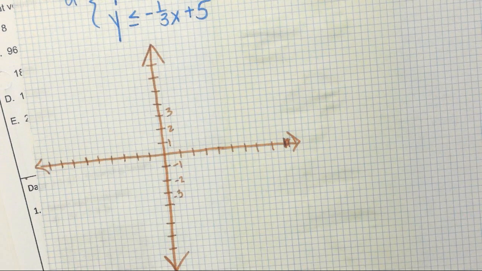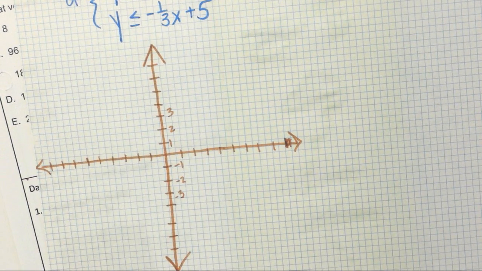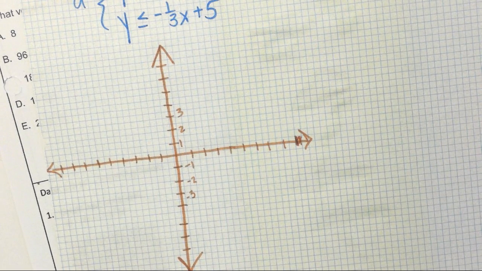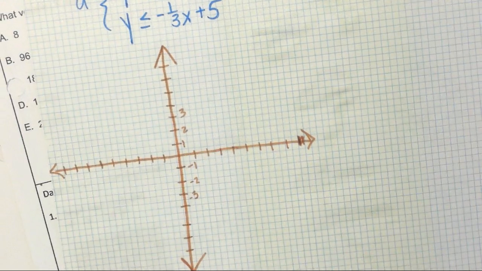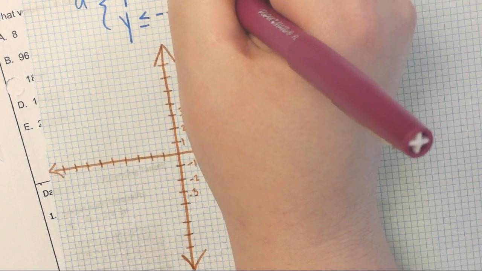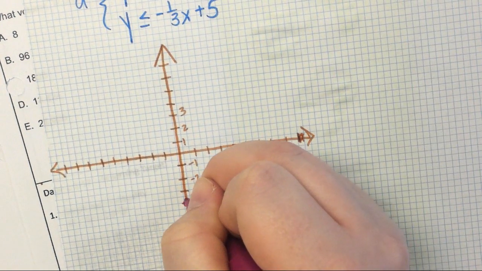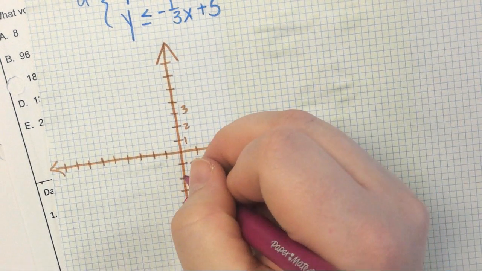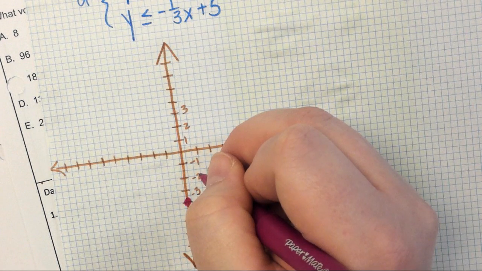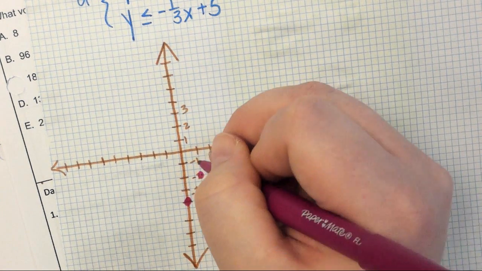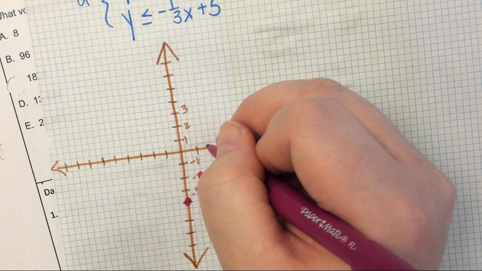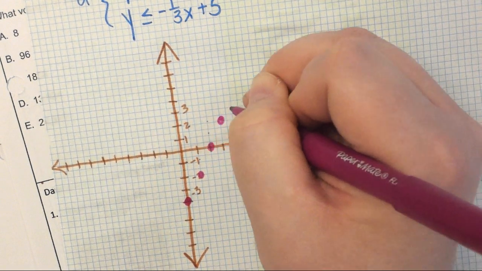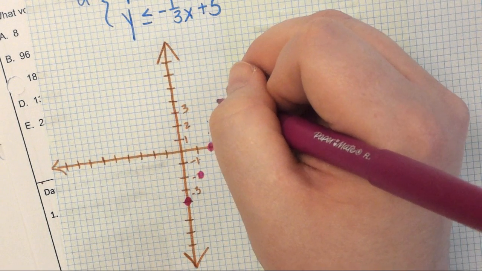Okay. So I have my coordinate plane. I've got to graph both lines. There's 2x minus 4. So I need to go down to -4, put my intercept, go up 2, over 1, up 2, over 1, up 2, over 1. You can keep on going if you want.